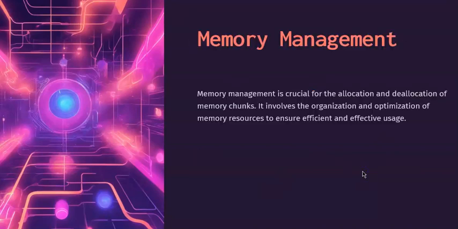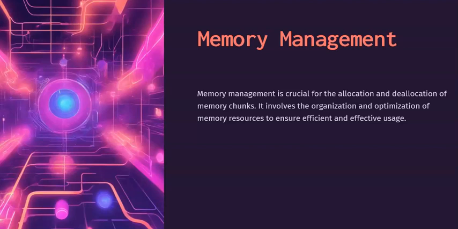Memory management is mainly concentrated on allocation and deallocation of memory chunks. What is meant by allocation and deallocation? What type of memory are we talking about here? Here we are explaining the random access memory, which you can call primary memory or main memory, and how the main memory is allocated and deallocated.